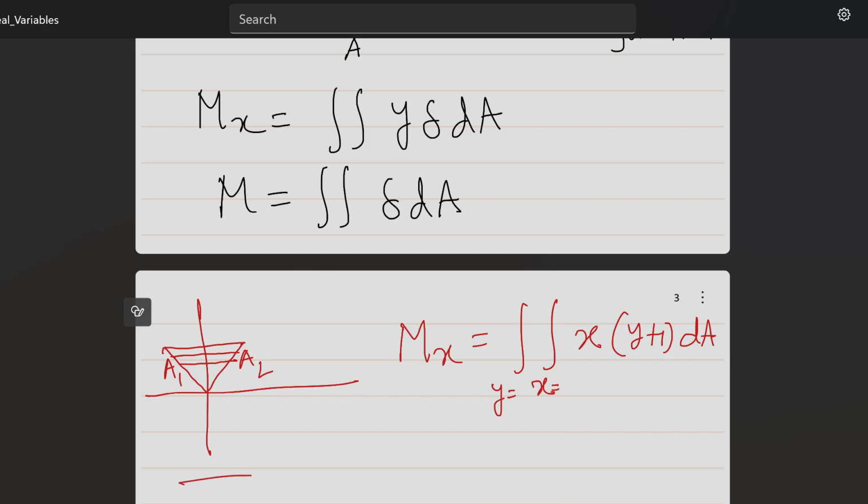But suppose I take a vertical strip, that means the y limit first. Then I have to divide this region into two regions, because from here to here there is one curve, and from this point to this point there is another curve. Here it is the curve y equal to minus x, here it is the curve y equal to x. So I will take dx dy, not dy dx.